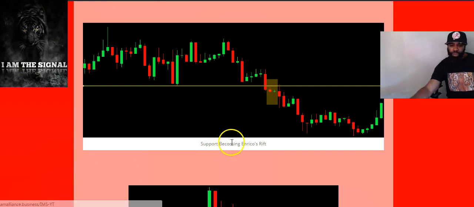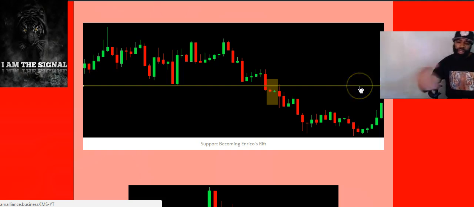Same thing here, support becomes Enrico's rift, right? Market coming down to the level that we marked off, right? Open and close below that level, and then the market goes where it's going. And we're looking for it to come back to that level, right? This is something that we are assuming, and it's very high probability. So because we have something like that, that's where we can make good trades, man.